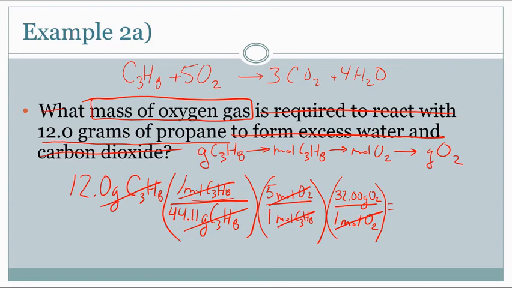And I'm going to go ahead and calculate. So now I'm just going to pull out the numbers: 12 divided by 44.11 times 5 times 32. I get 43.52754477, but I'm going to round to 3 significant figures. 43.5 grams of O2.